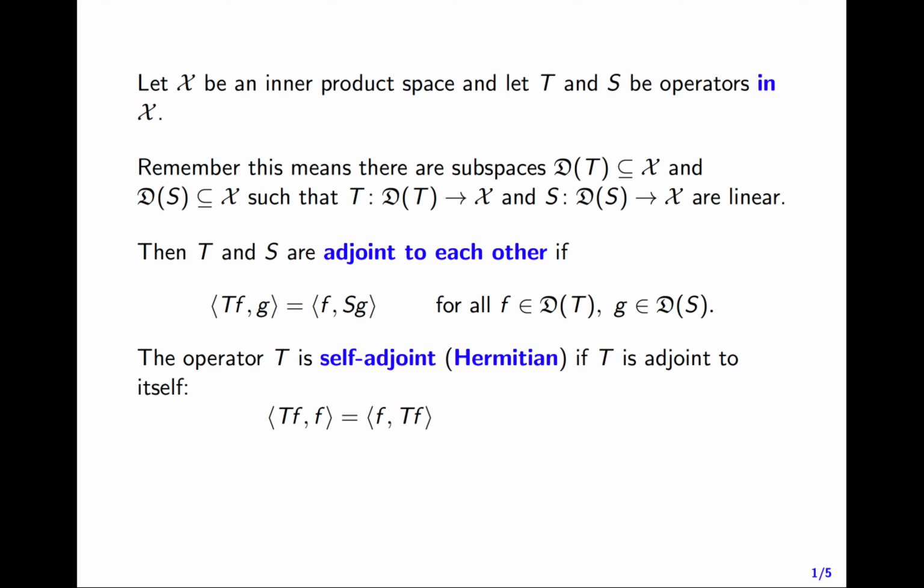And we'll also say that the operator T is self-adjoint or Hermitian if T is adjoint to itself, namely if the inner product of TF on F is equal to the inner product of F on TF for all F in the domain of T.